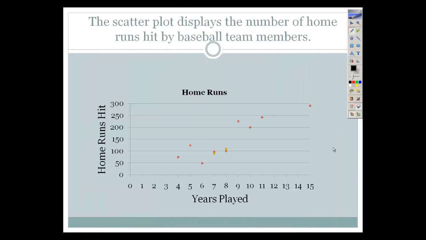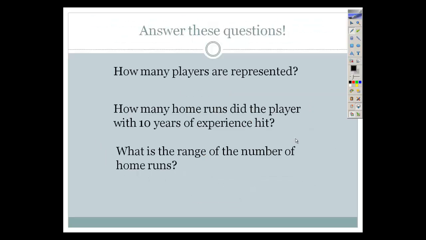Okay, let's take a look at the scatter plot. It displays the number of home runs hit by baseball team members. And as you can see, the years are at the bottom, the number of years played, and the number of home runs hit are on the left column. And as you can see already, as the years go on, the data increases. Okay, so that's something to think about.